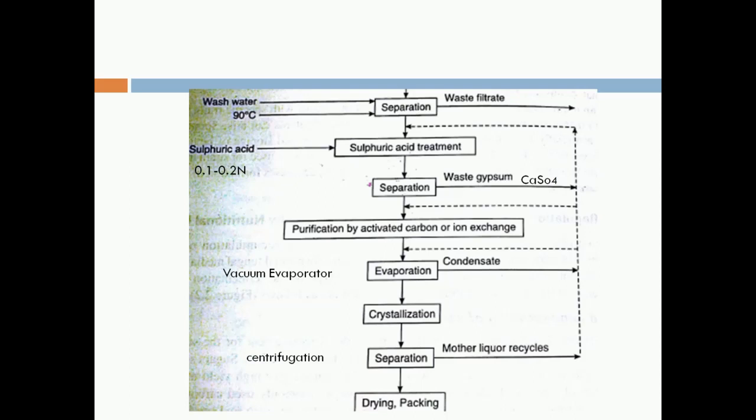After evaporation, it is sent to the crystallization unit, because we know the importance of crystallization. It is the polishing technique. So finally you want citric acid in the form of powder. That is why they are sending it to the crystallization unit, and after crystallization you want to separate the solids.